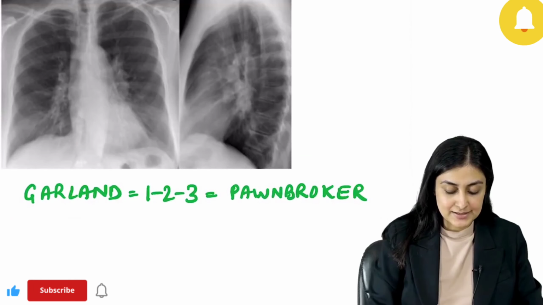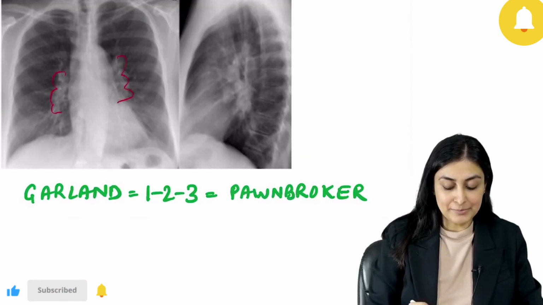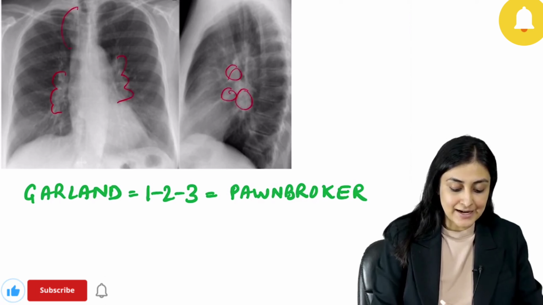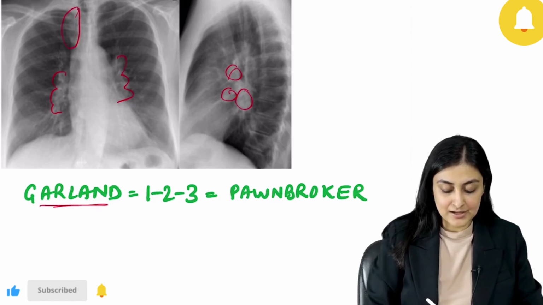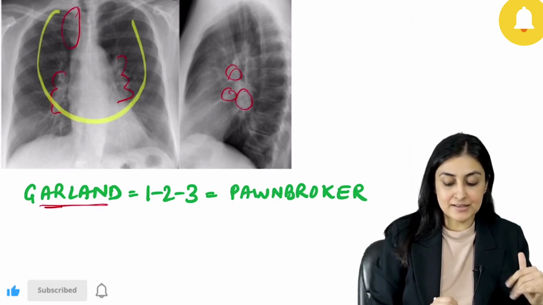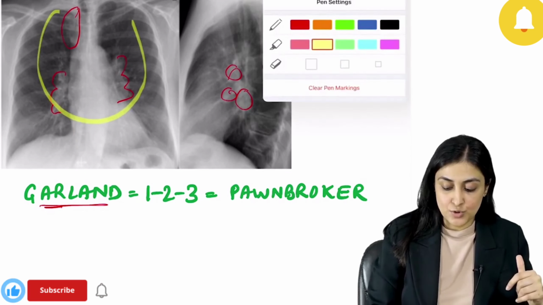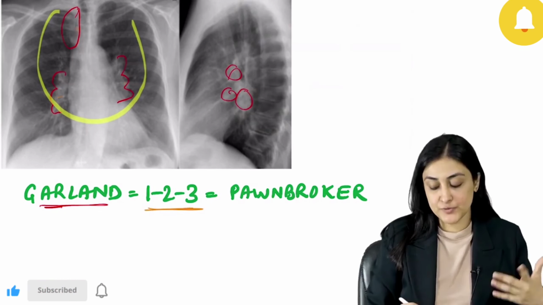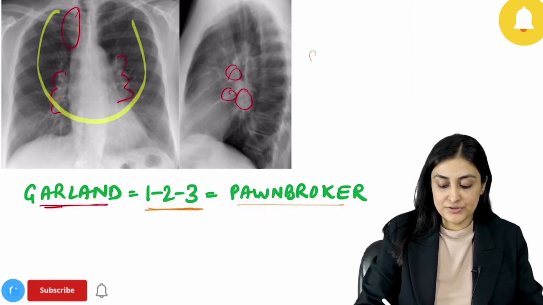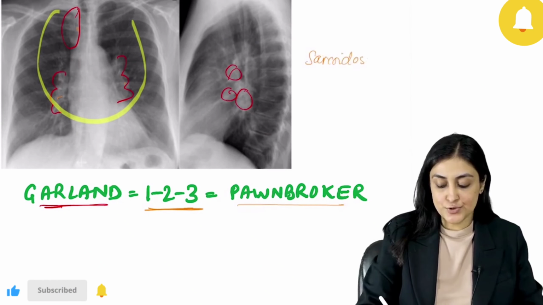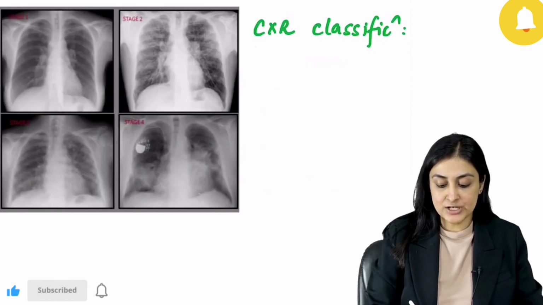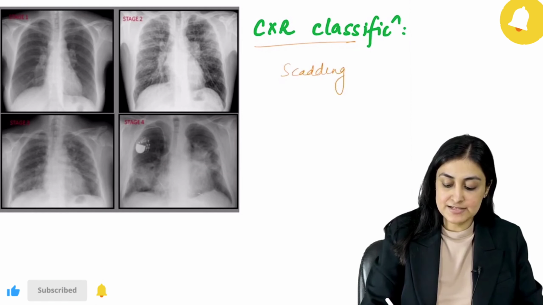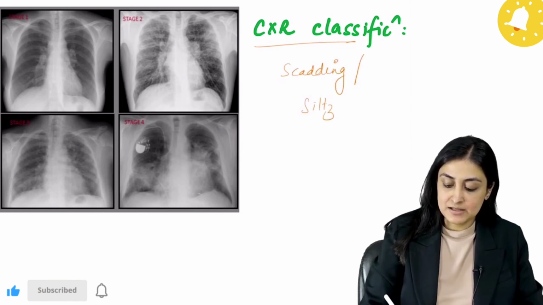Going ahead, when you see this kind of an appearance wherein you have this lumpy bumpy enlargement, you see these rounded structures at the bilateral hilum as well as the right paratracheal region, giving rise to the garland sign, where the lymph nodes form this garland around the heart, or basically it's also referred to as the 1, 2, 3 sign. So 1, 2 and 3 group of lymph nodes, or Pawnbroker sign. All of these are suggestive of sarcoidosis. Alright, so this is sarcoidosis, and the staging that we use, chest X-ray classification scheme we use, is called the Scadding classification or the Siltzbach classification.